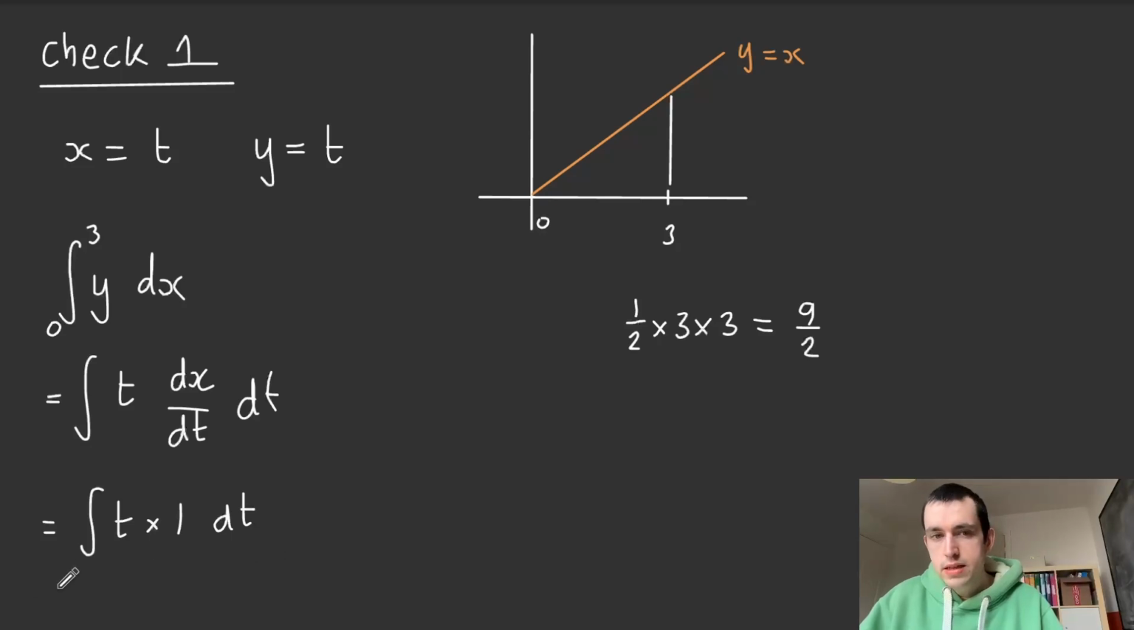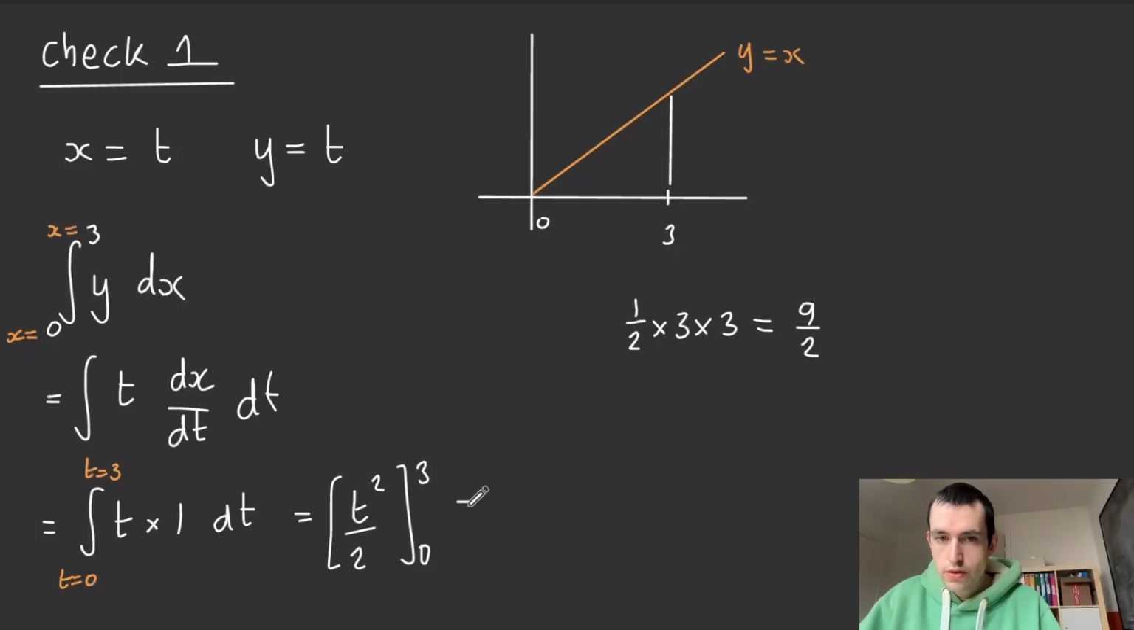What about the limits? These original limits are x-y limits. But this final integral is in terms of t. So what we have to make sure is, when x is 0, what's the value of t? t is 0. When x is 3, what's the value of t? Okay, it's still 3, but you get the idea, it might change. Let's integrate this now. This is quite a nice integral, t squared over 2 from 0 to 3, which is, oh, look at that, 9/2. We get the same answer.